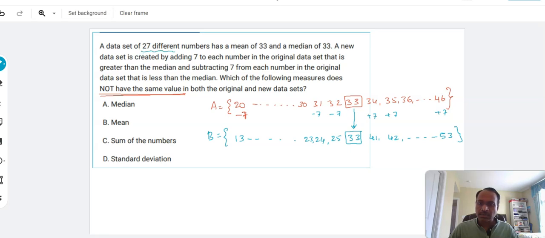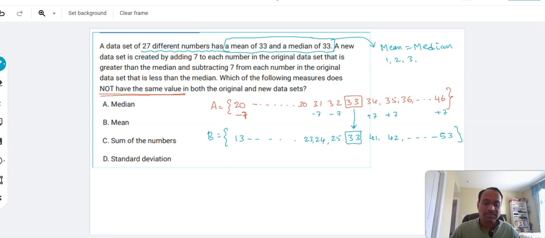A dataset of 27 different numbers has a mean of 33 and a median of 33. Usually, this is one of the scenarios when the numbers are in sequence, whereas their mean value and median values are equal. So mean equal to median only if the given numbers are in sequence. That's one of the scenarios.